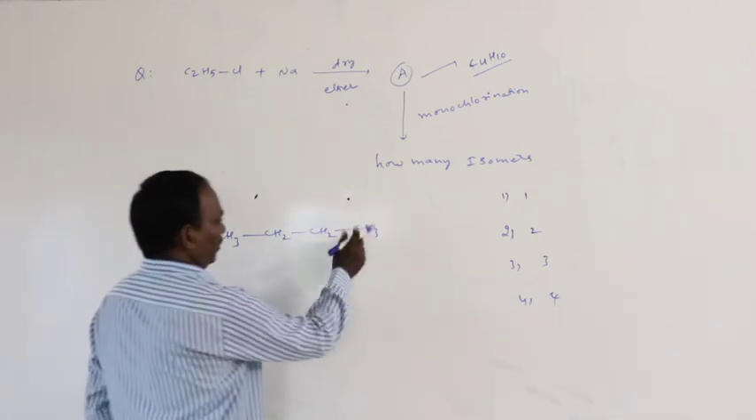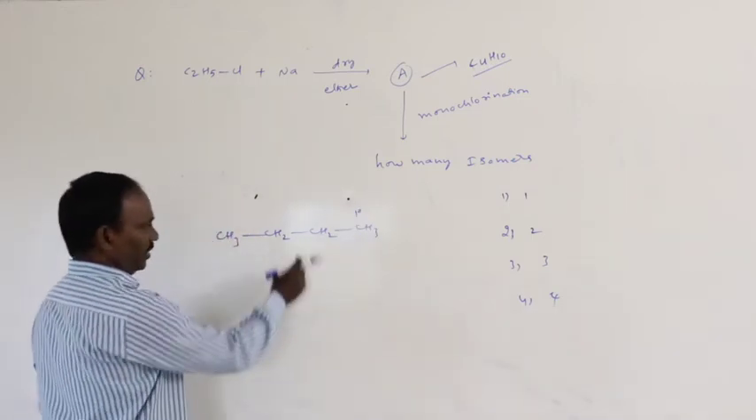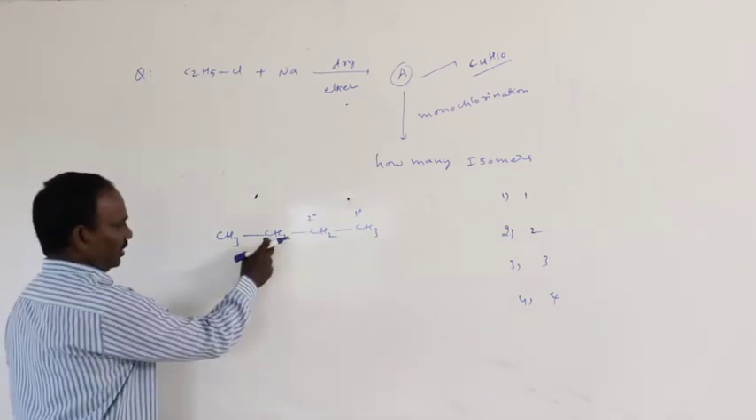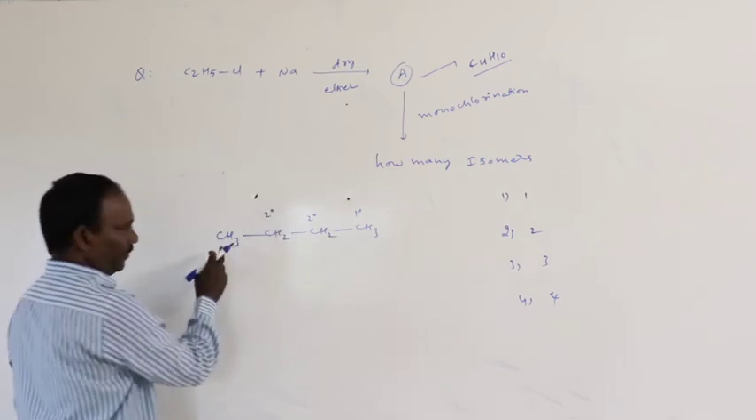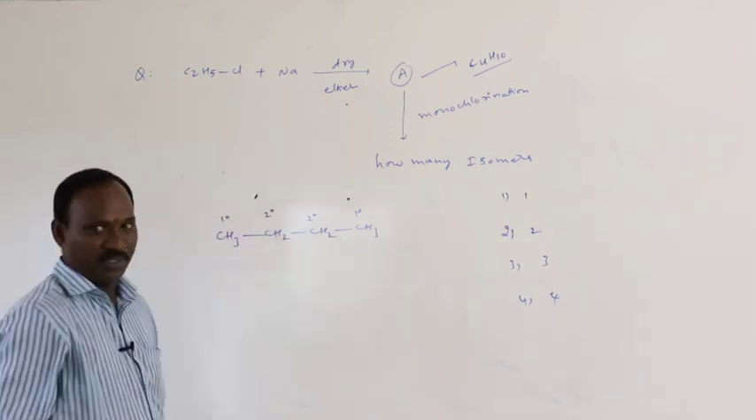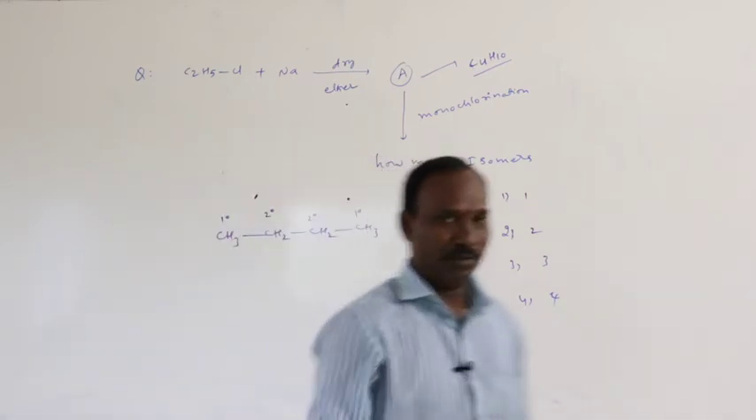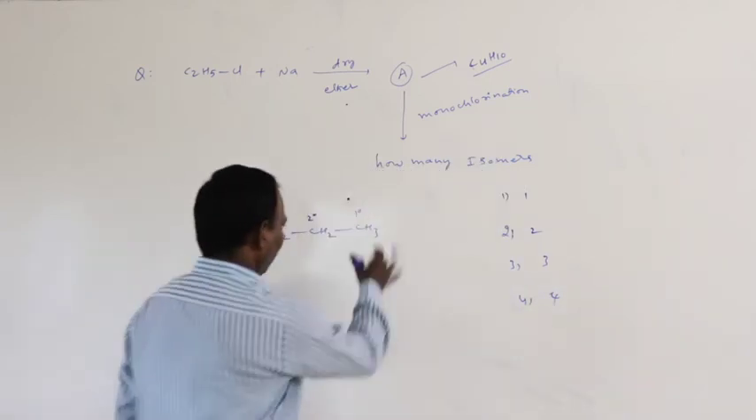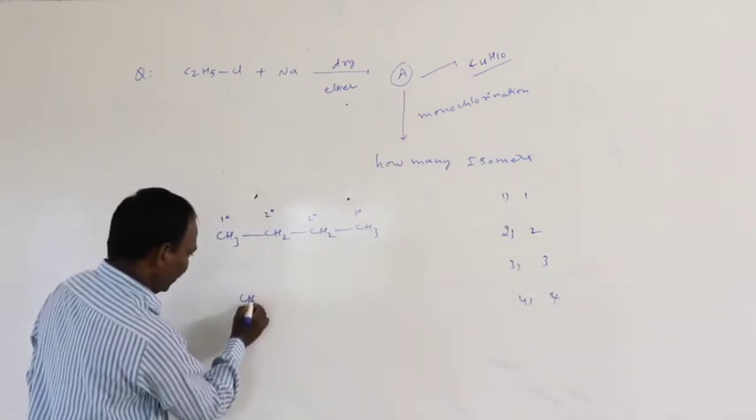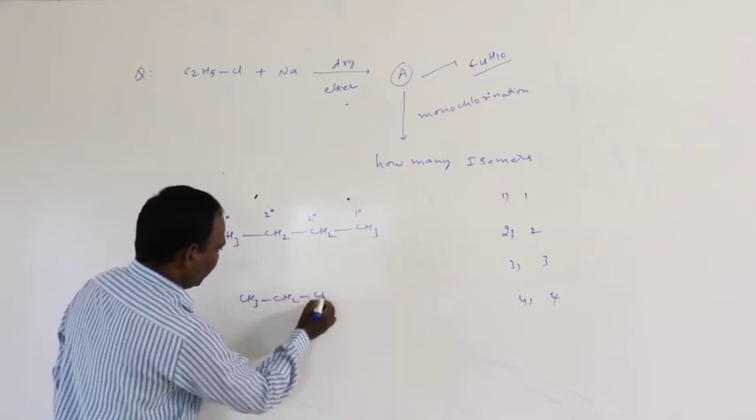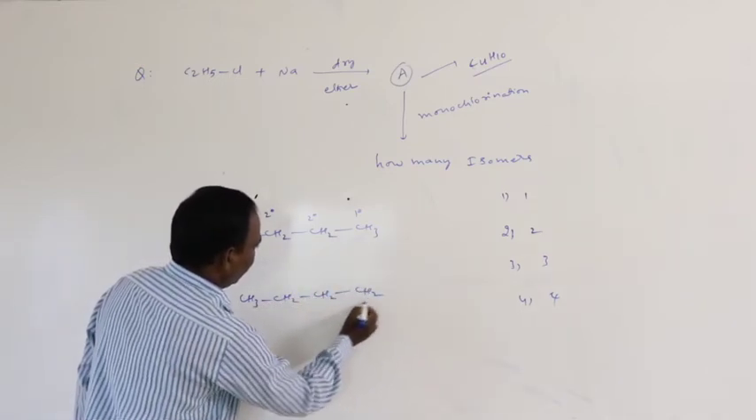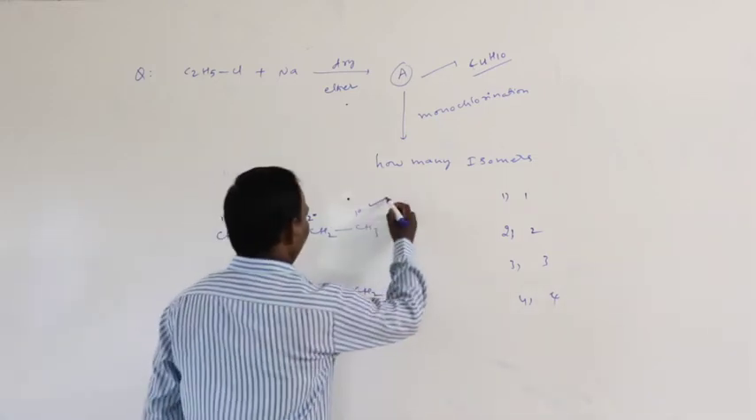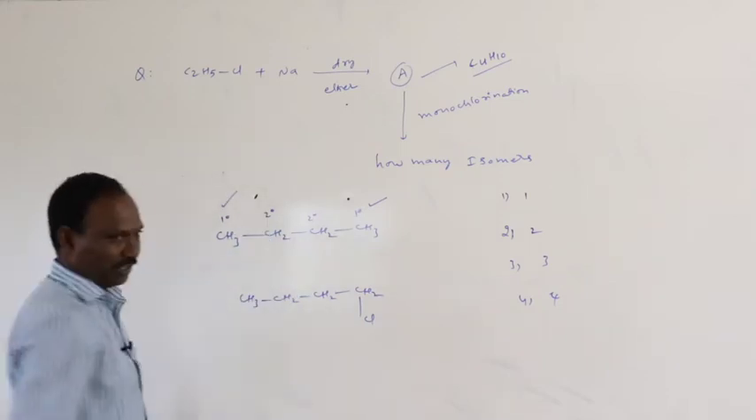Here it is primary carbon, primary hydrogen. This carbon is attached to another 2 carbons, so it is secondary carbon, and it is also attached to another 2 carbons, secondary, and it is attached to primary. So how many types of hydrogens are present? Only 2 types of hydrogens. If primary hydrogen is replaced by chlorine, we get one compound, that is CH3CH2CH2CH2Cl.